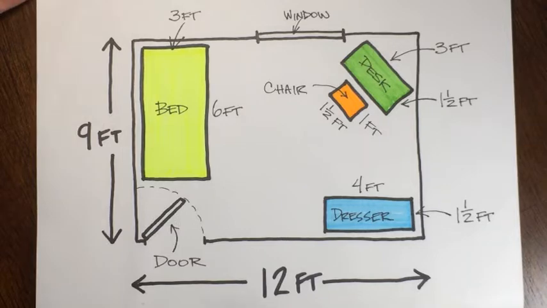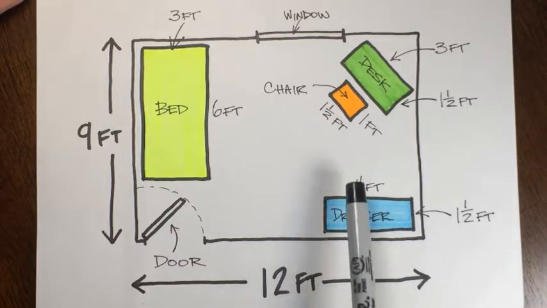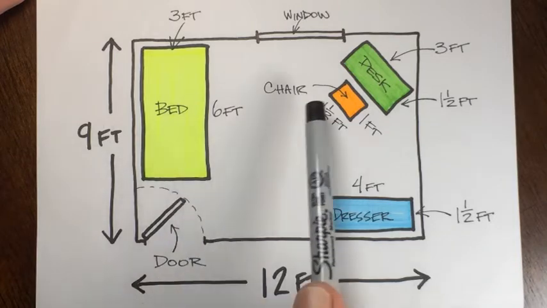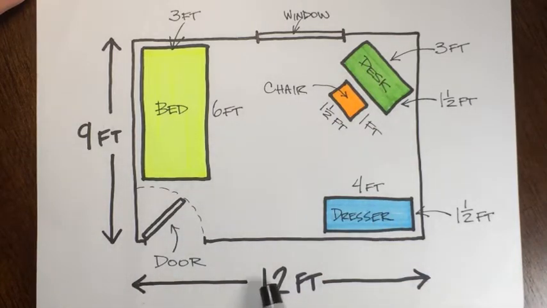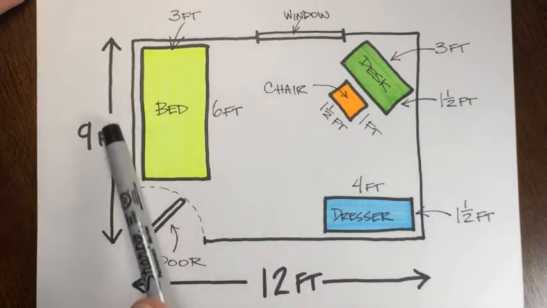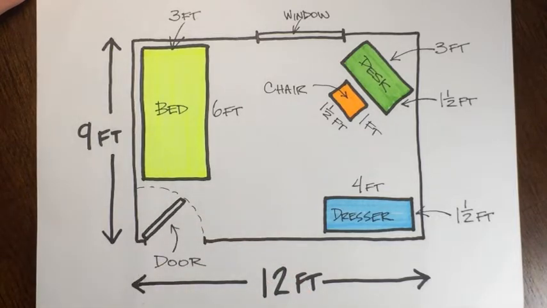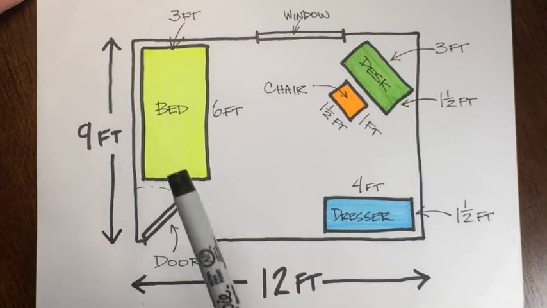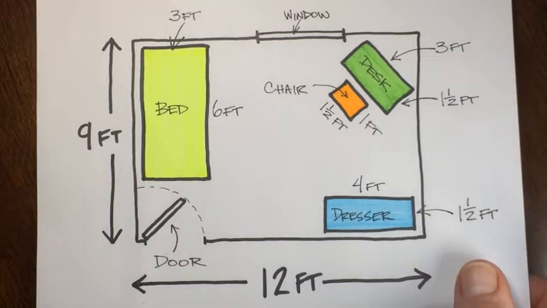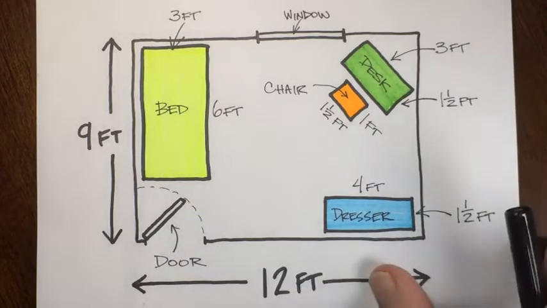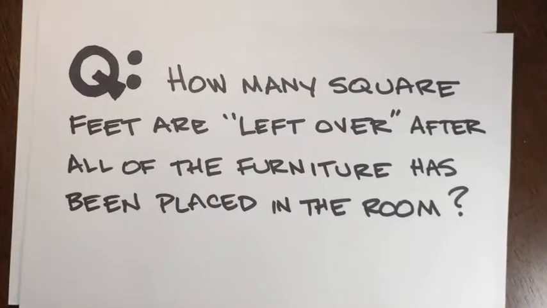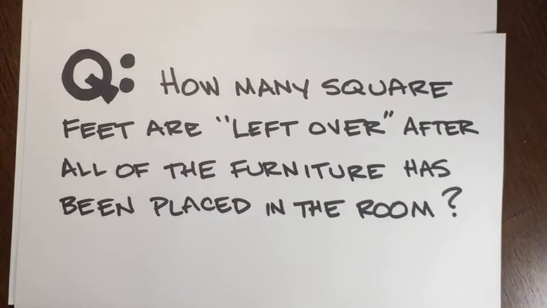We're hoping. So I want you to imagine that we have a bedroom that's going to have some furniture in it. The measurements of the room are 12 feet wide by 9 feet tall. We're going to be putting 4 pieces of furniture in there, and we have to figure out the area for each, because our question for today is: how many square feet are left over after all of the furniture has been placed in the room?